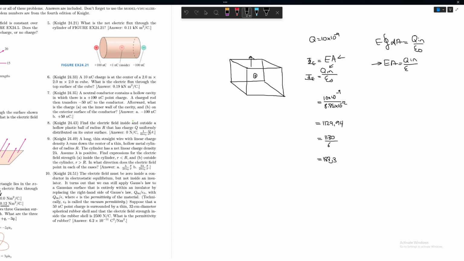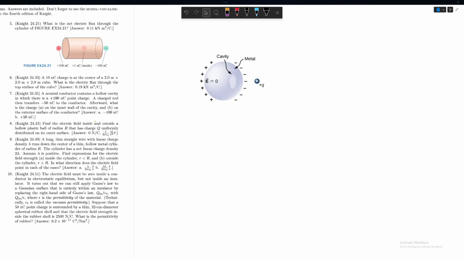That will be 188.3. Now taking this, I'll get 0.19, so 0.19 kilo flux lines per newtons per meter squared per coulomb. And so this tells me there's 188 flux lines going through the top surface, and that's the same thing they got here. All right, so for this question, I stole a ball, and that is question number 7.